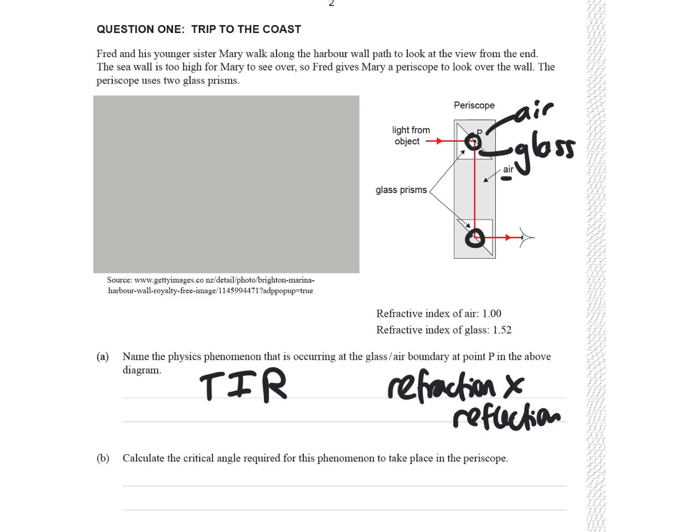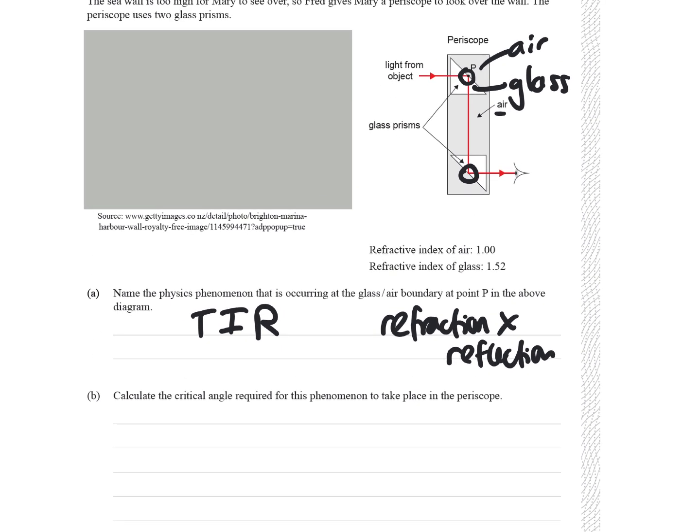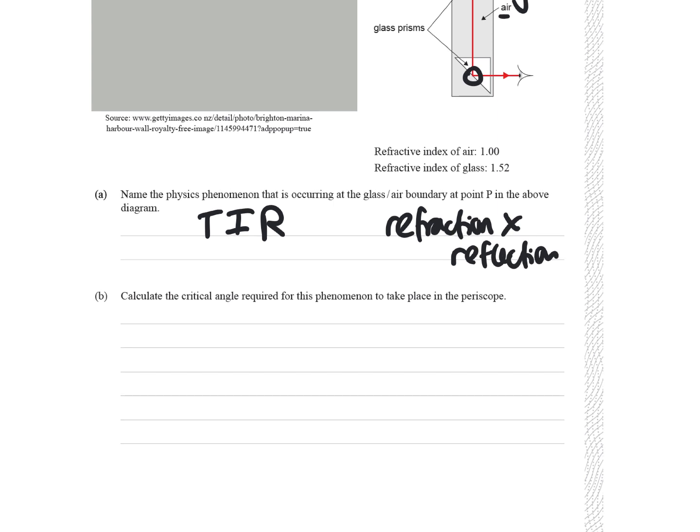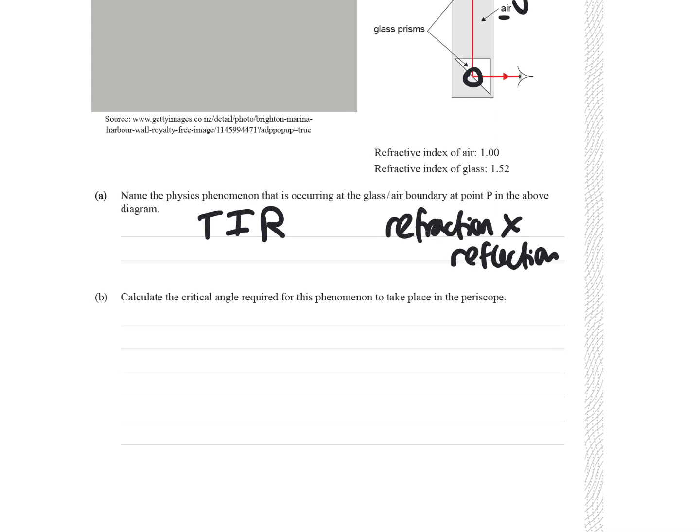So total internal reflection. How do you notice that? Well, all the light's being reflected. Refraction is when the light bends. There's no bending here. It's just reflection at that surface. Remember, total internal reflection happens when you go from more dense to less dense, and when the angle of incidence is greater than the critical angle. So both of those must be true.